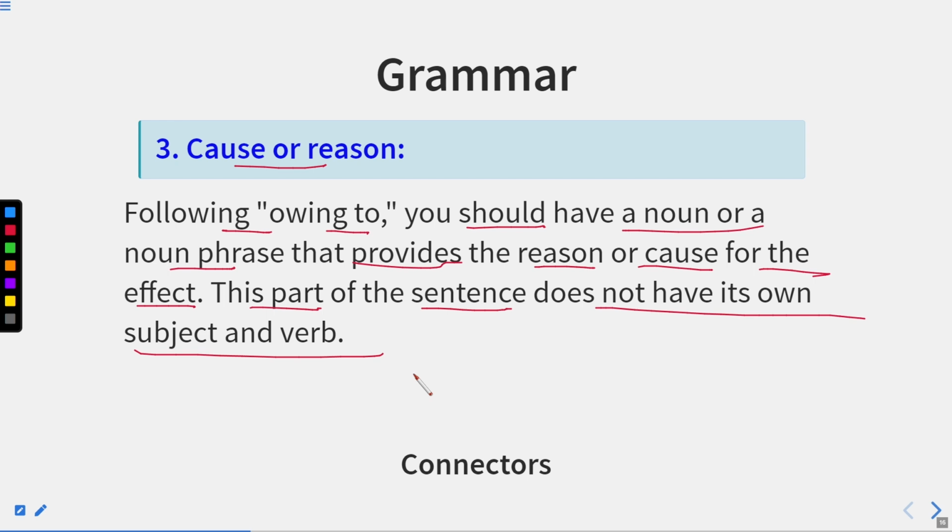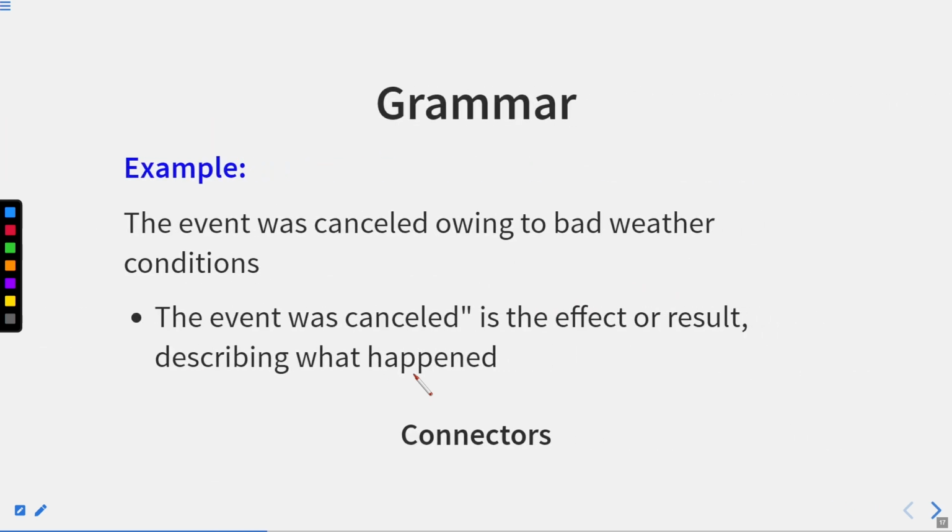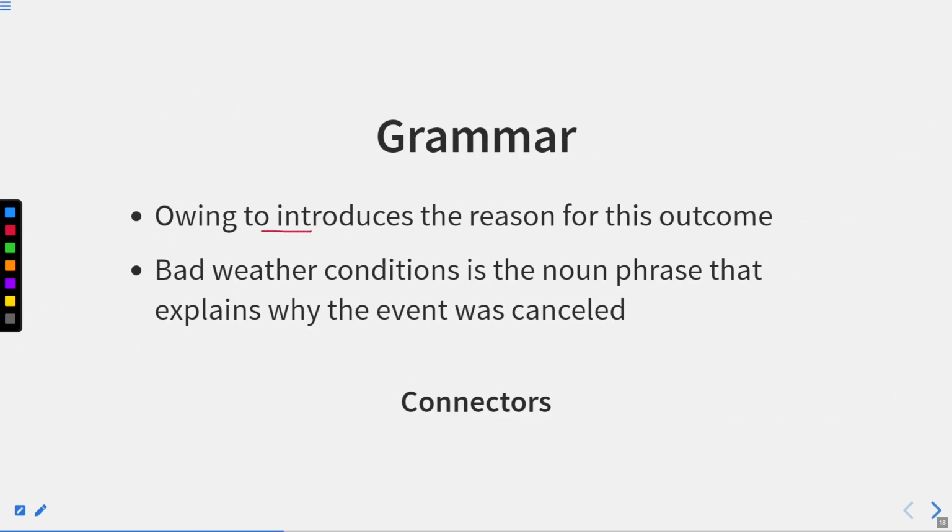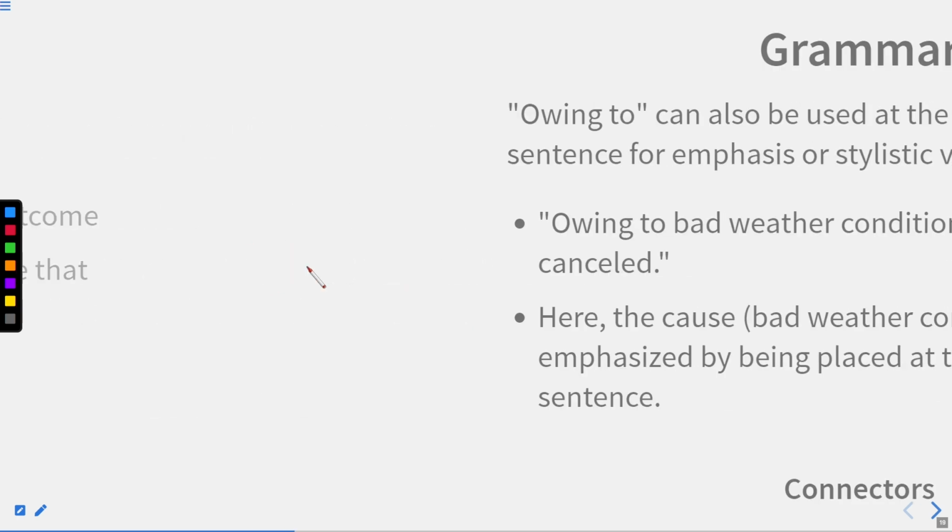Just to show that, we can use the preposition or the prepositional phrase "owing to", or we can also use the prepositional phrase "due to". Now, example: the event was cancelled owing to bad weather. So, "the event was cancelled" is the effect or the result describing what happened. "Owing to" introduces the reason for this outcome, and "bad weather conditions" is the noun phrase that explains why the event was cancelled. So this is bad weather, the reason for the particular result that happened.